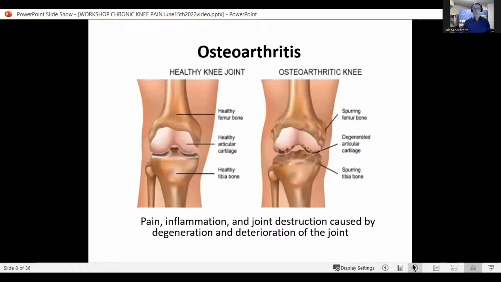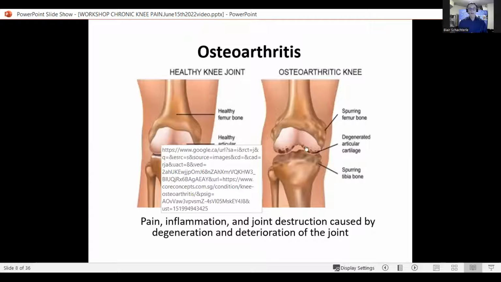So the first condition is osteoarthritis, and that's basically a mechanical wear and tear of the knee. On the left side of your screen, there's a healthy knee. On the right side, there's an osteoarthritic knee. On the left side, you're going to see nice, smooth articular cartilage here. And on the right side, you're going to see bumpy areas and even holes in the articular cartilage.